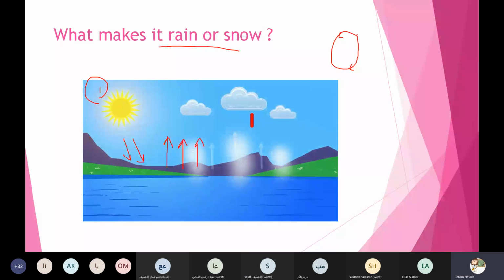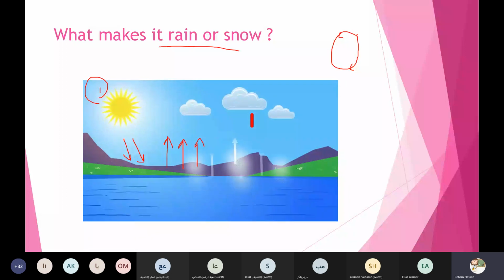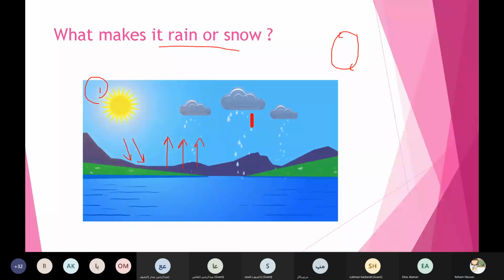The rain. Amazing. So thanks a lot. So it makes the rain, and without the rain, we have no water on our earth. Okay. Yes.